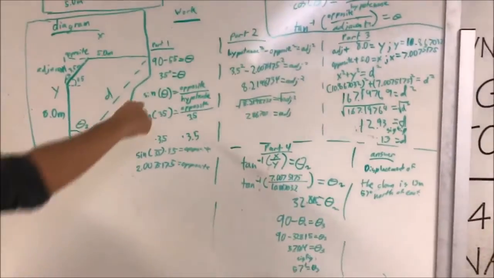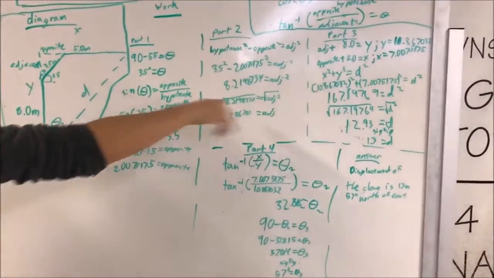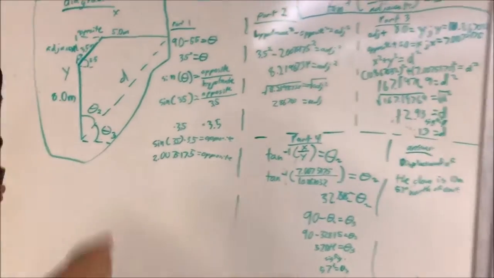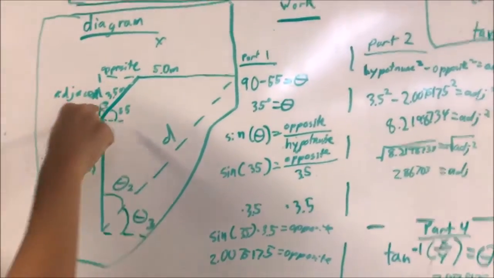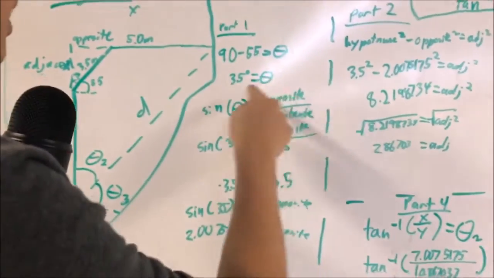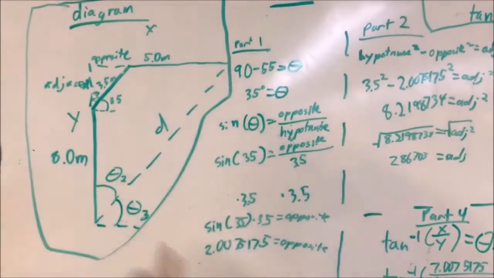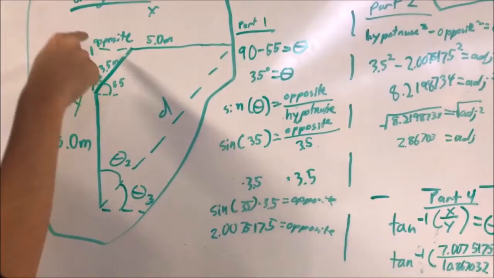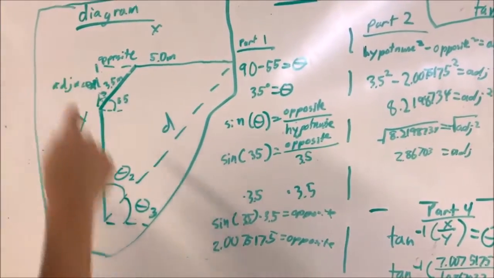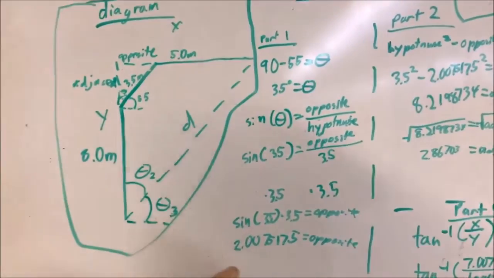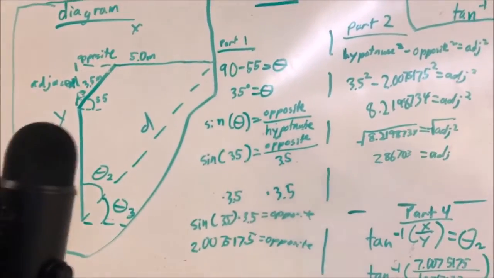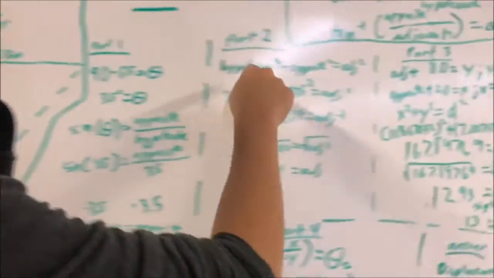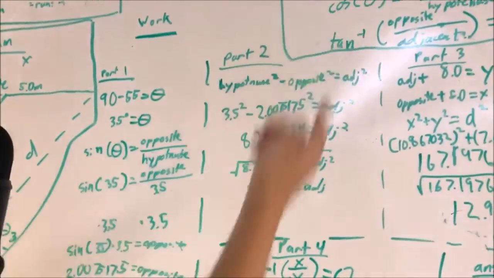In order to solve that, we must put this problem into parts. Let's start with the first part. We want to find all the data for this small triangle right here. So we must find theta: 90 minus 55 equals theta. Simplify that, and then you find the sine of this so you can find the opposite. After doing the whole thing, you get 2.00755175 meters equals opposite.